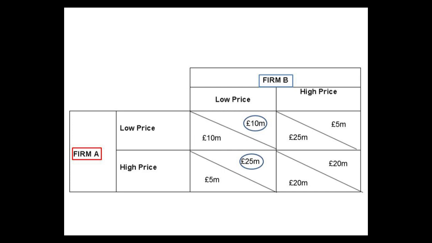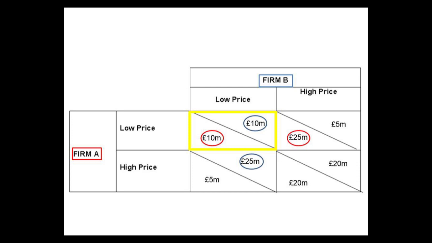We do the same for firm A, who we represent in red. If firm B charges a low price, firm A will charge a low price too, because getting 10 million is better than 5 million. And if firm B charges a high price, firm A will charge a low price, because 25 million is more than 20 million. That means that both firms' dominant strategy is charging the low price. Therefore, the Nash equilibrium of the game is here, both firms charging a low price.